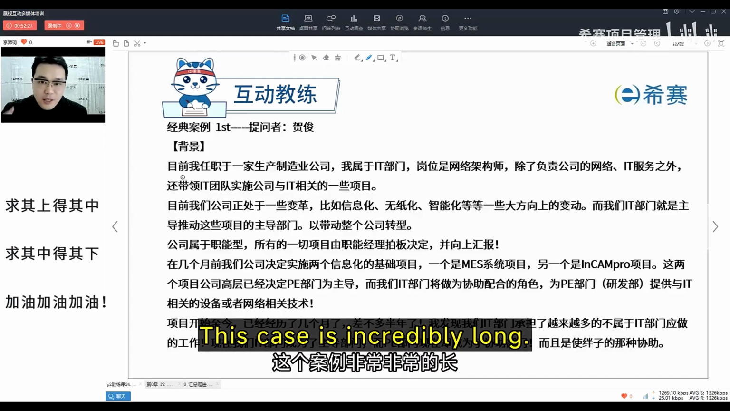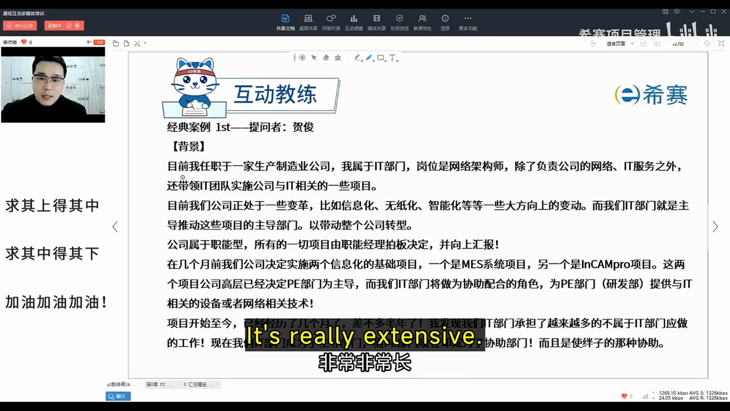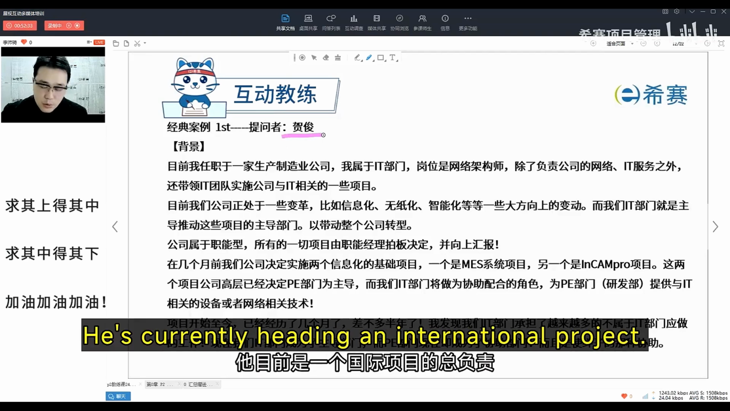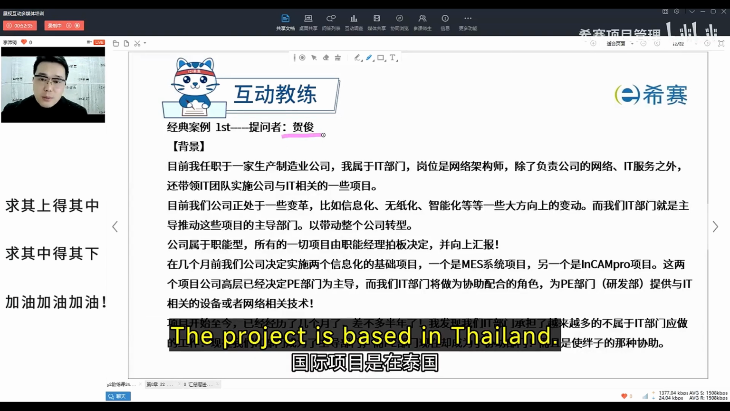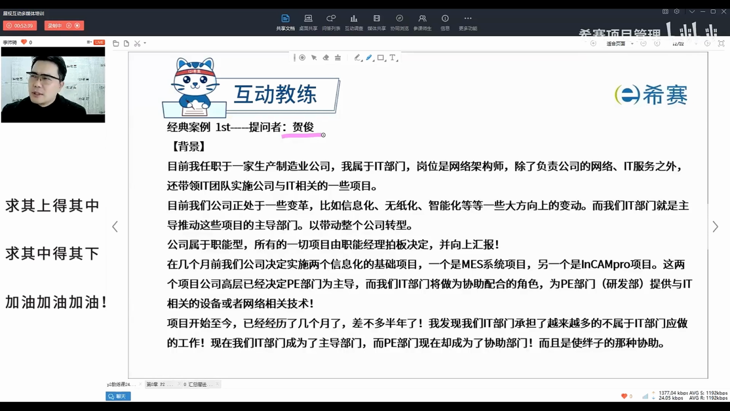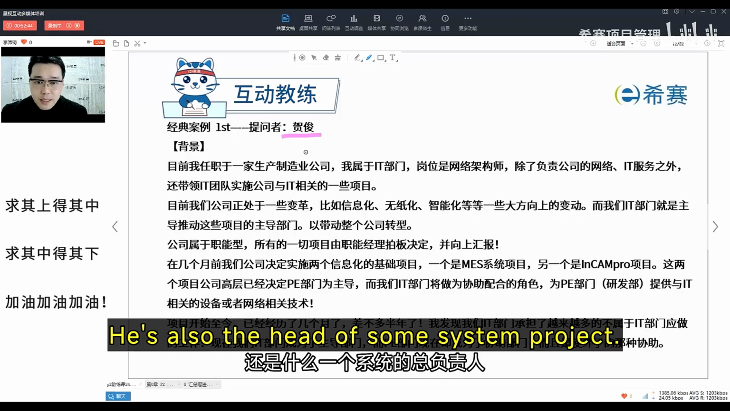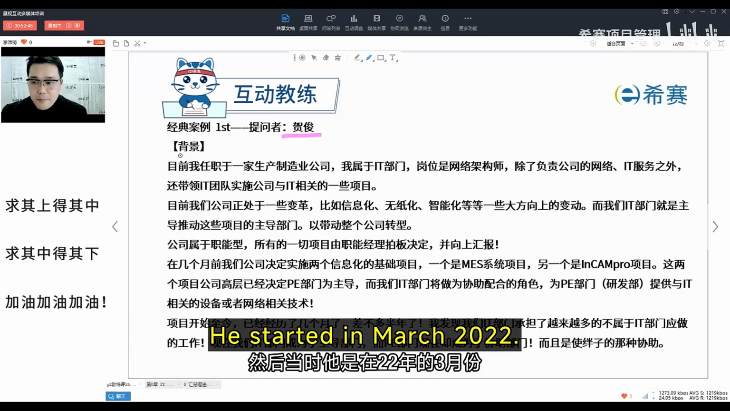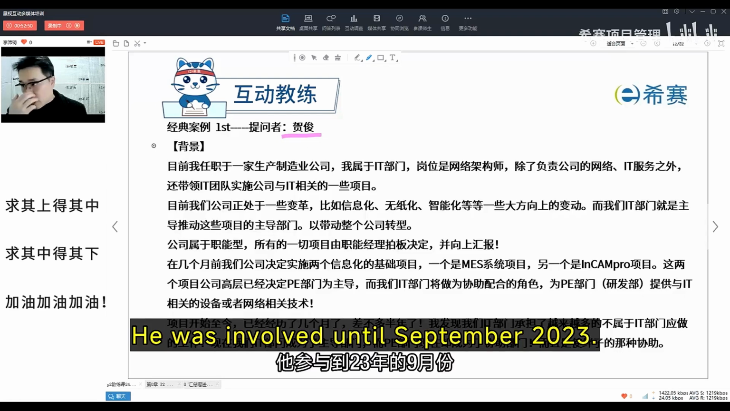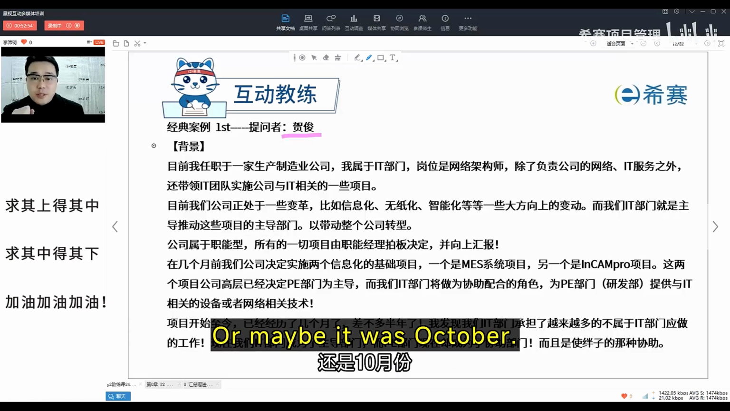This case is incredibly long. It's really extensive. The student's name is Hee-jun. He's currently heading an international project. The project is based in Thailand. I believe it's with MSAR. He's also the head of some system project. He started in March 2022. He was involved until September 2023. Or maybe it was October.